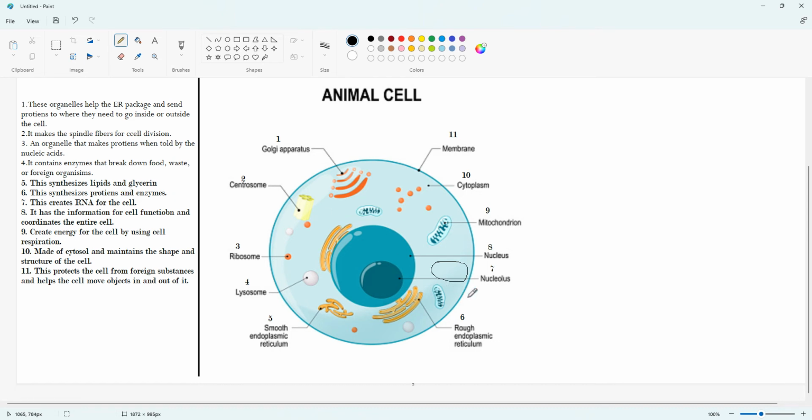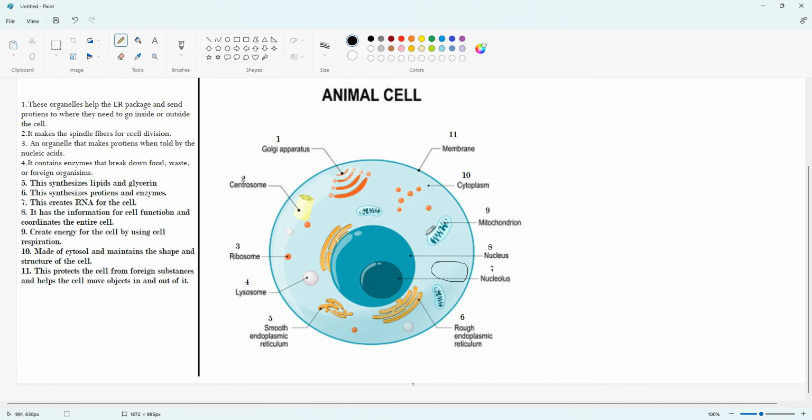So the next thing is the nucleolus, which actually creates RNA for the cell, which is kind of like instructions. So the RNA goes to parts of the cell, for example the ribosome or the centrosome or the Golgi apparatus, and it tells them what to do next. So the next thing is going to be the nucleus. This contains the nucleolus, and it also has the information for cell function and coordinates the entire cell.